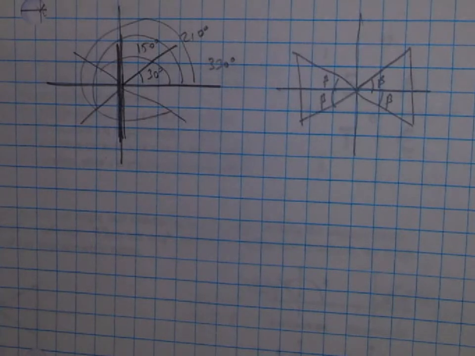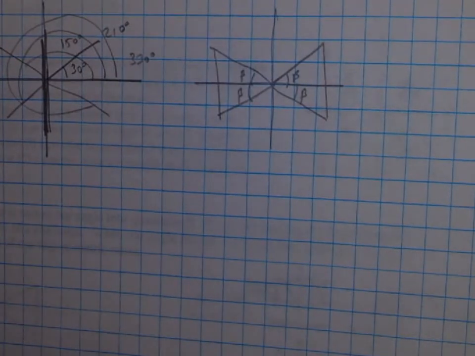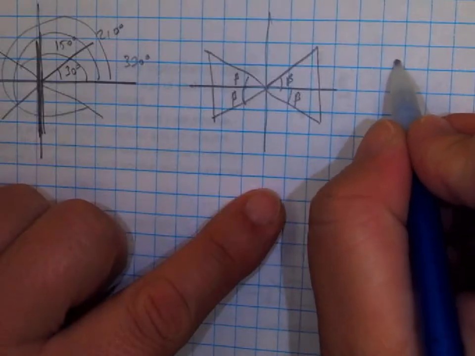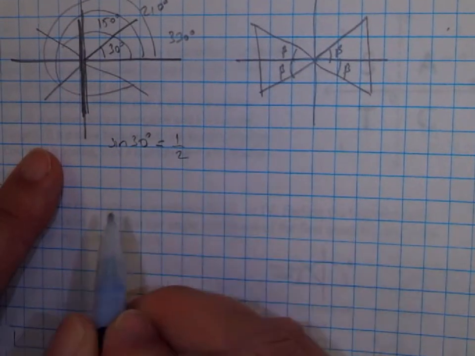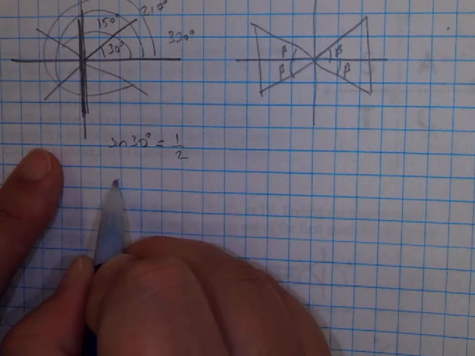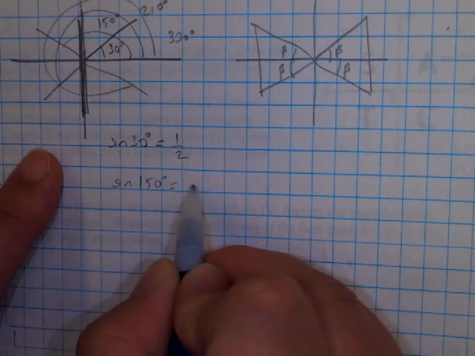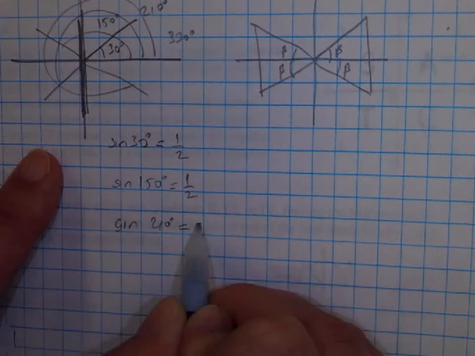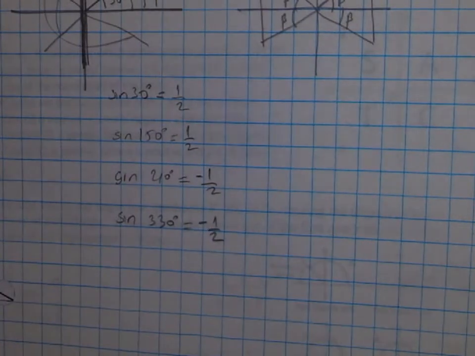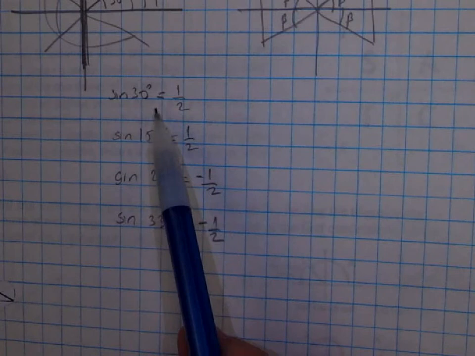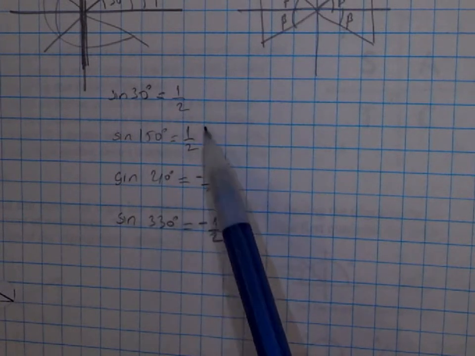Okay, and they form a bow tie, and those 4 angles are related because they have the same number, but 2 of them are positive, 2 of them are negative. Let's look at their sign. Sine 30 is 1 over 2. Sine 150 is 1 over 2. Sine 210 is negative 1 over 2, and sine 330 is negative 1 over 2.